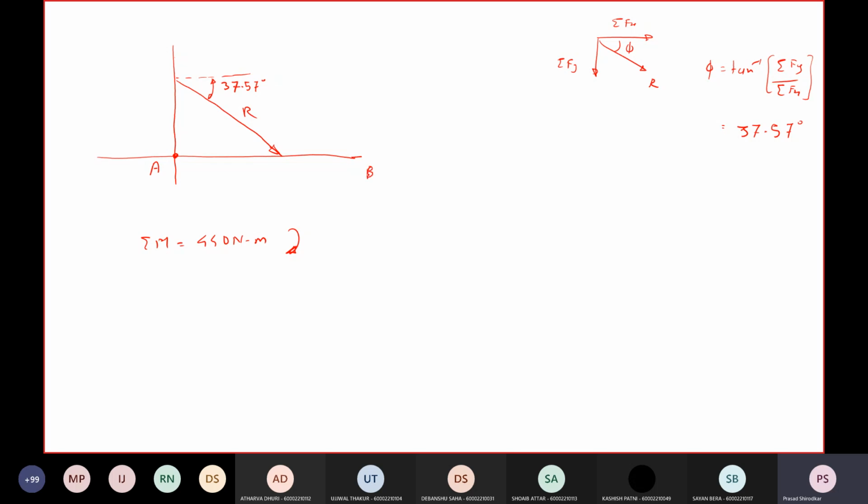So you're required to calculate where it cuts the arm AB, or in other words, you are required to calculate the x-intercept. Now we are going to go one step further. Since we are practicing, we are going to find the x-intercept as well as the y-intercept. Okay. So x-intercept will be given as summation M divided by summation Fy, and y-intercept will be given as summation M divided by summation Fx. Okay, so calculate.